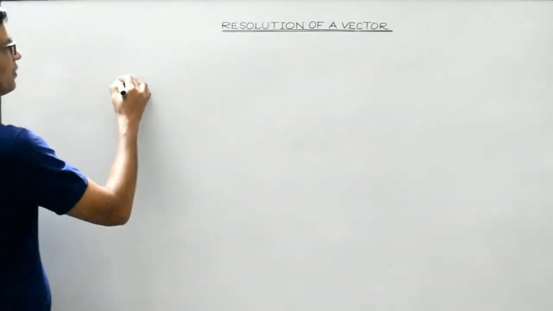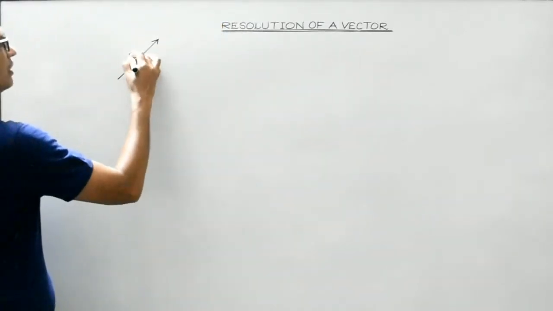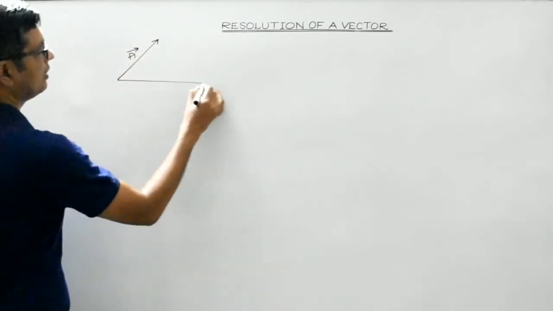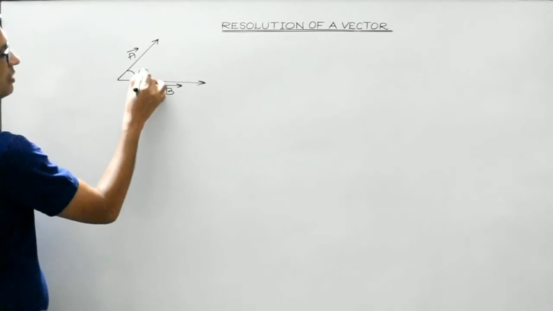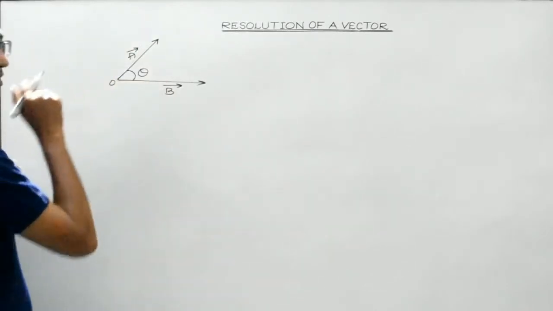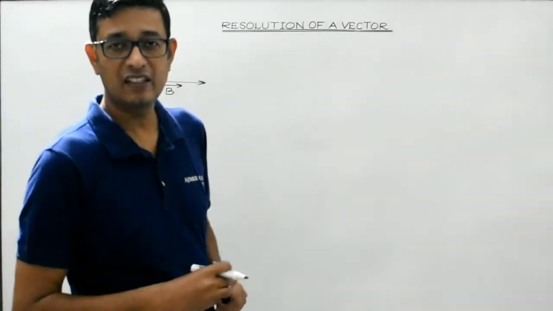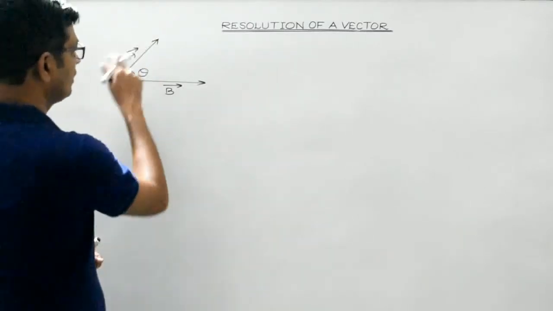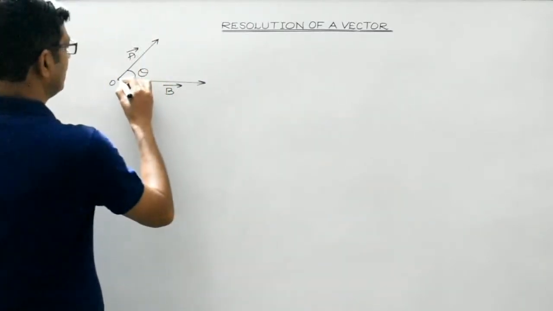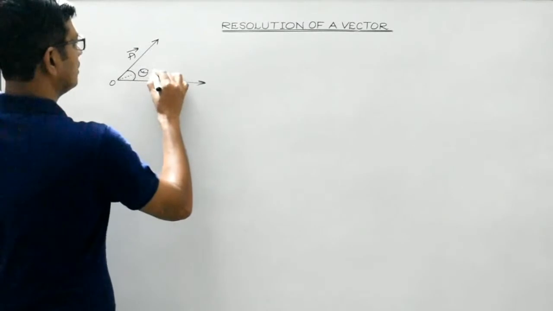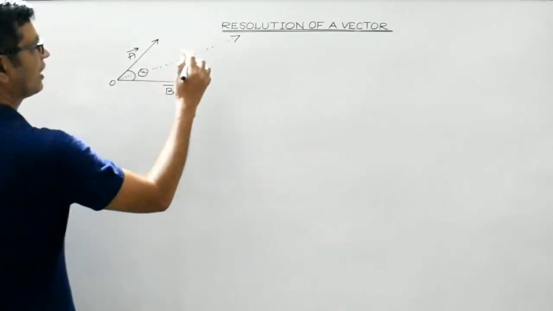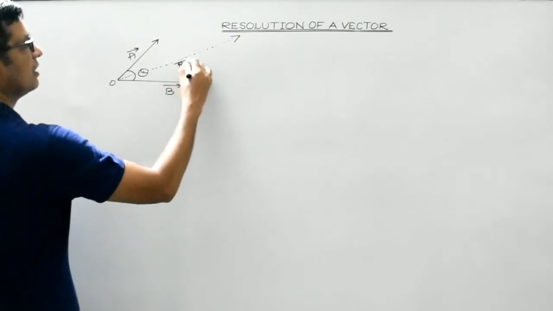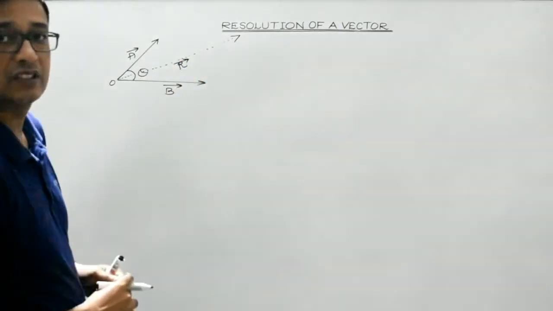Suppose these are the two vectors, A vector and B vector. Suppose they are inclined at an angle theta, right? These are the two vectors acting simultaneously at point O. So obviously their resultant would be given by the diagonal of the parallelogram formed by A vector and B vector. This is the resultant. Clear, students?